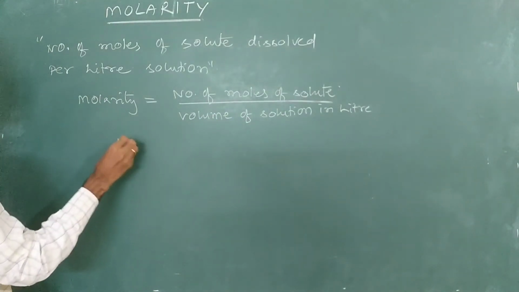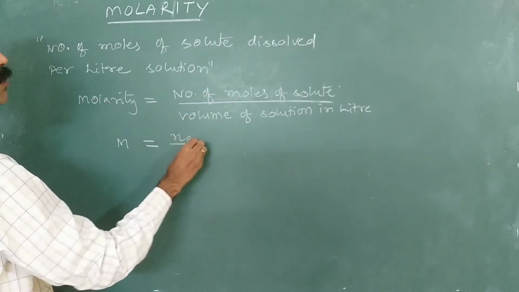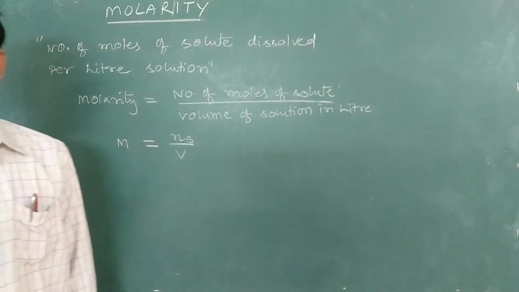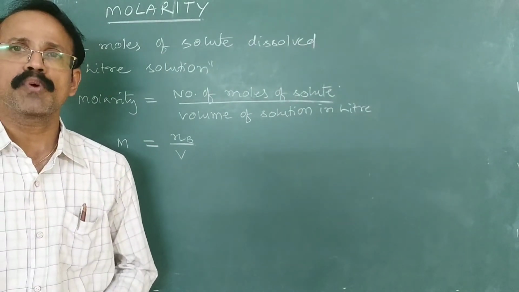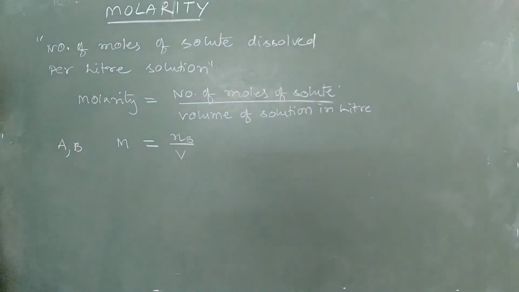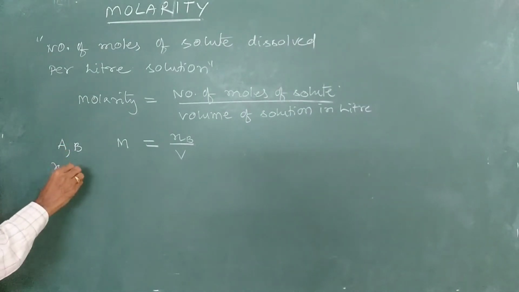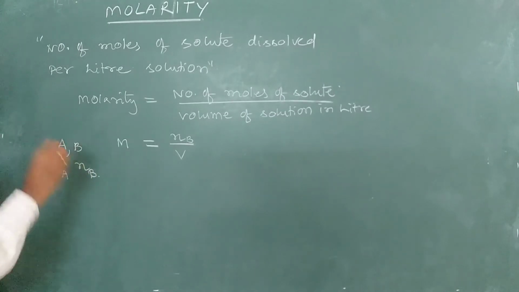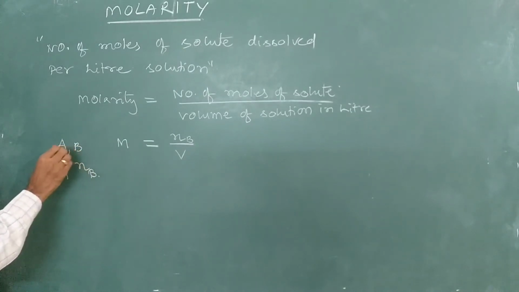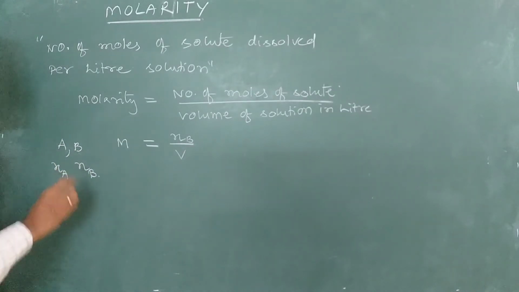Molarity is denoted by M, and the number of moles of solute is Nb, divided by the volume of the solution in liters. Suppose a binary solution is prepared by mixing two components A and B. So A and B are the two components present in the solution, and the number of moles of component A is Na, the number of moles of component B is Nb. Suppose A is the solvent and B is the solute. The number of moles of solvent is Na, the number of moles of solute is Nb.